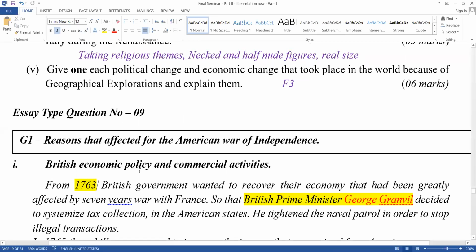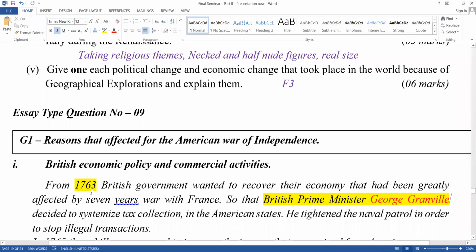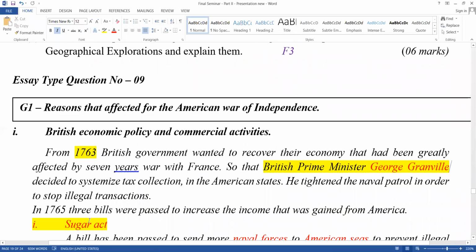British economy was totally collapsed. So British Prime Minister George Grenville thought of using the American states to recover the economy of Great Britain. What did he do? He passed three acts, three bills in the parliament. They were not taxes, they were acts.